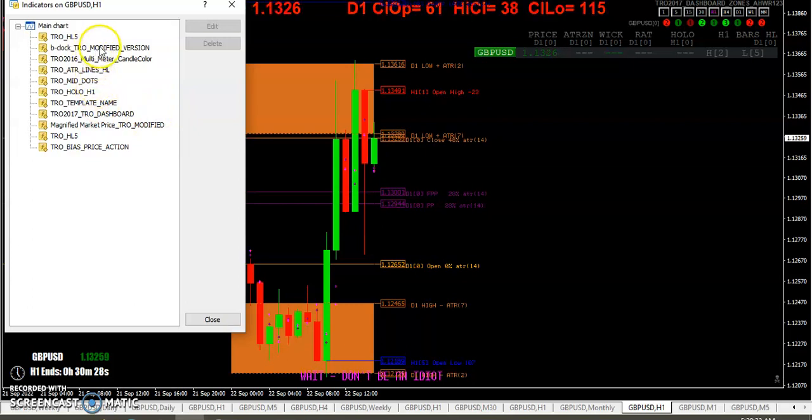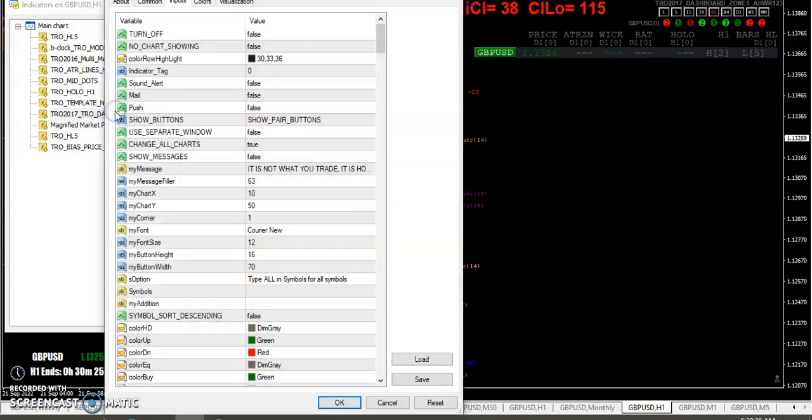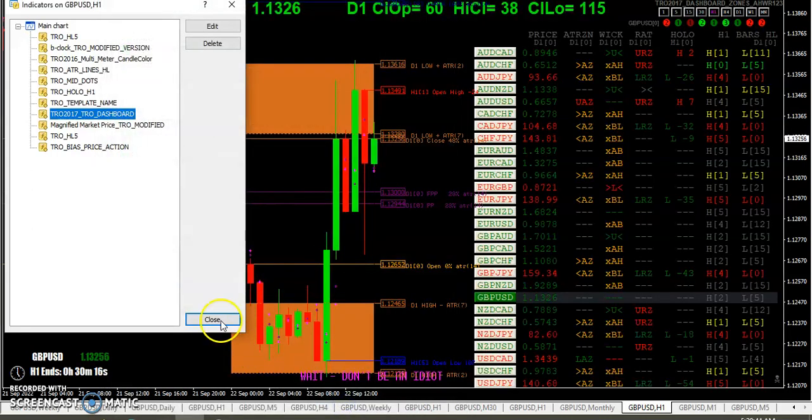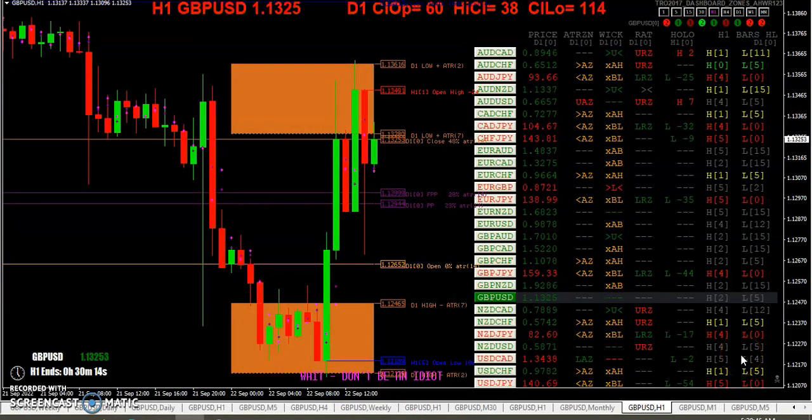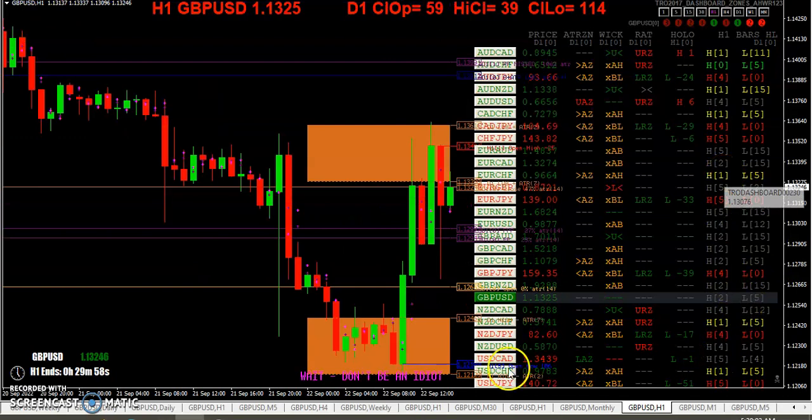So what we will do is go into the dashboard, and we will type in all, and we'll get all the symbols. Now, if you like to trade multiple pairs, the dashboard helps you so you don't have to do so much chart flipping. So let's just see. We've got a bunch that are possible 1, 2, 3s. Is there anything I would consider trading? Maybe the Swiss franc.